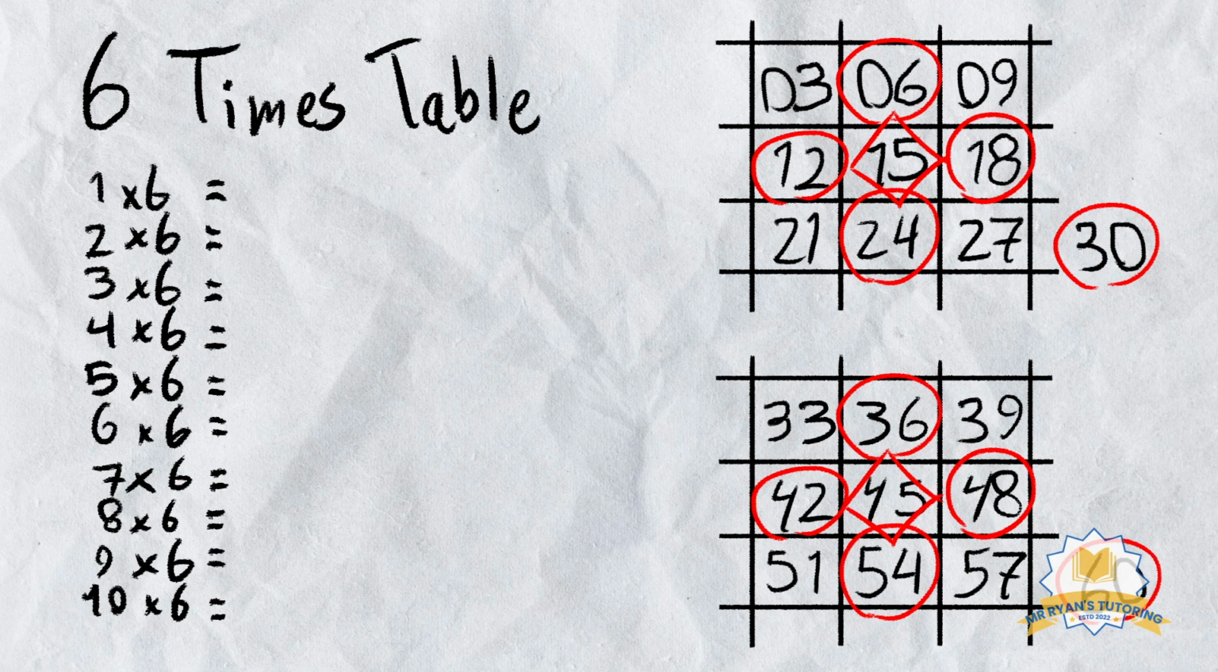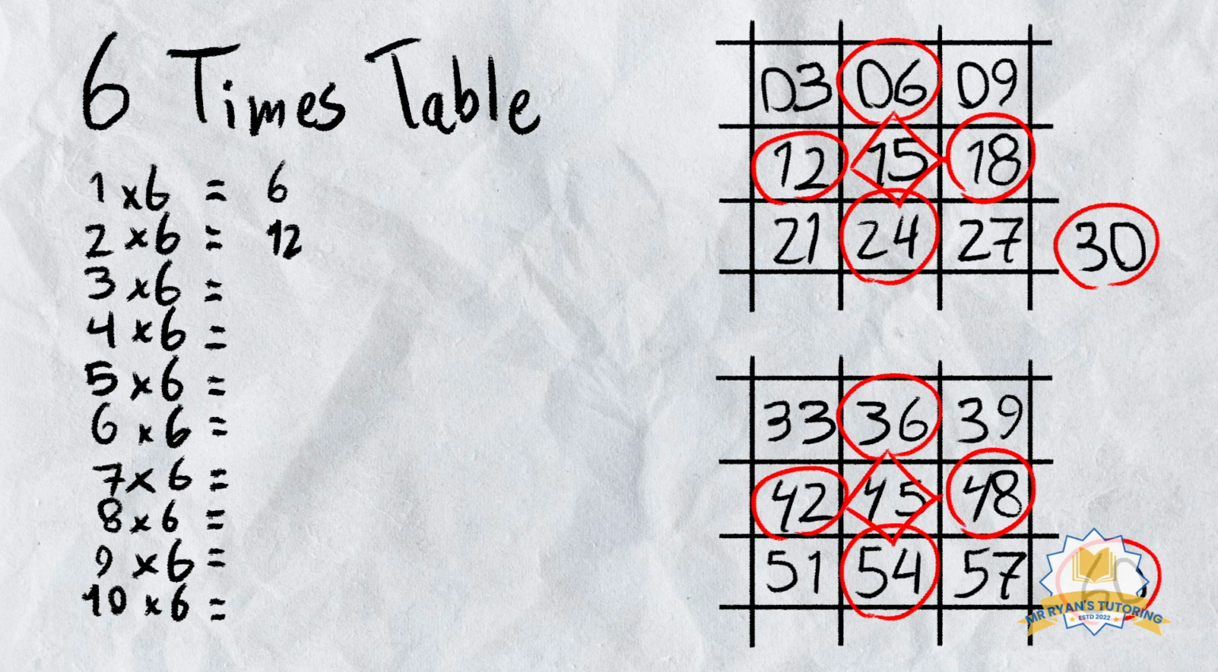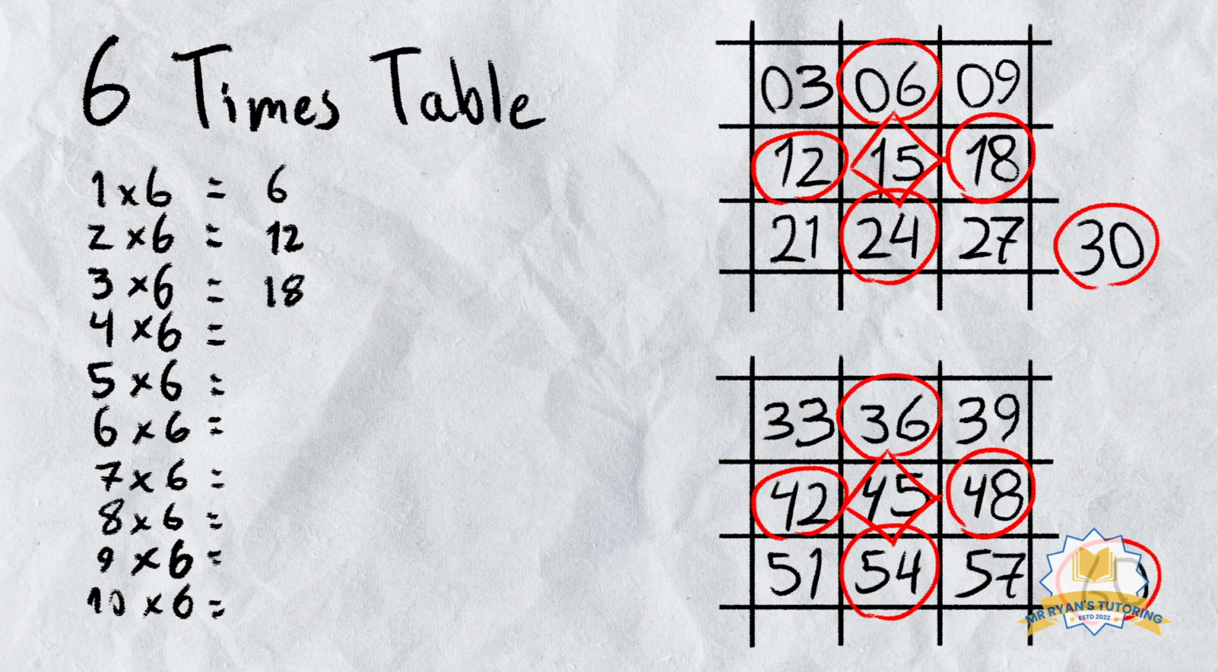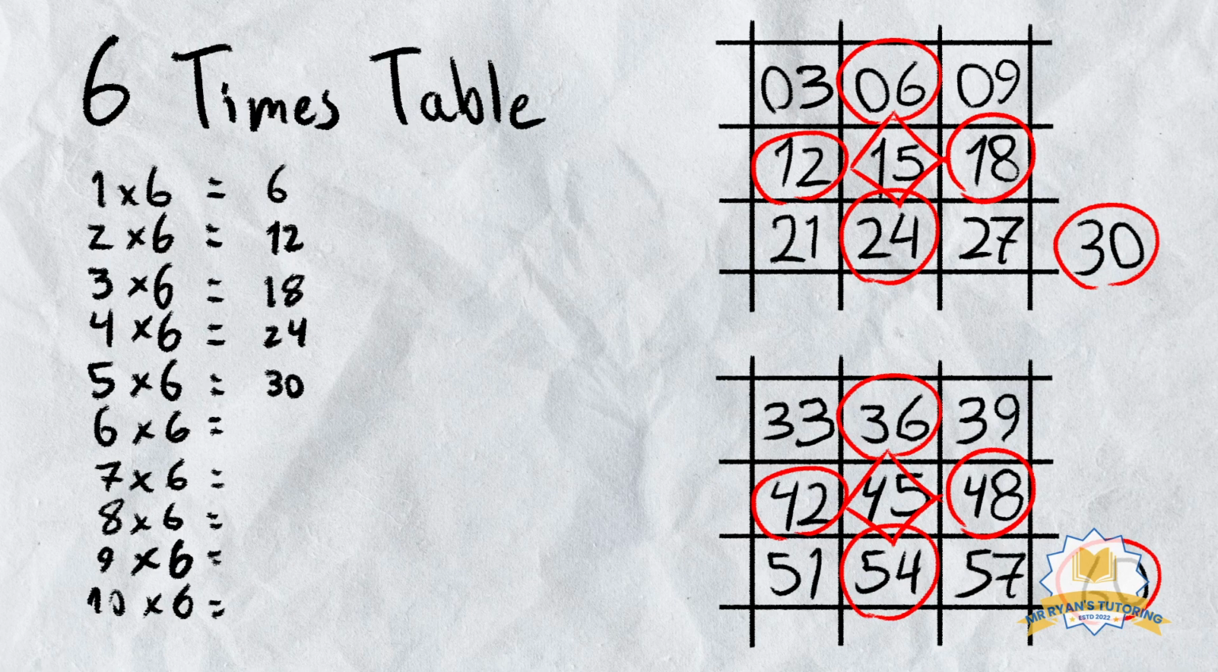Let me explain how. So we've got 1 times 6, which is 6. 2 times 6, which is 12. 3 times 6, which is 18. 4 times 6, which is 24. 5 times 6, which is 30, so that's the first grid.